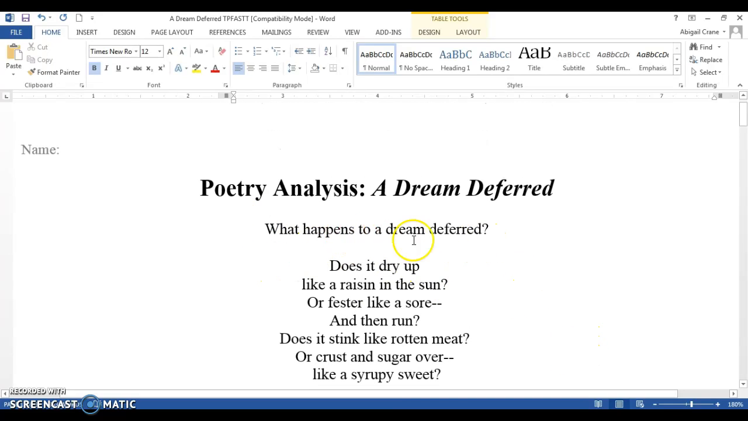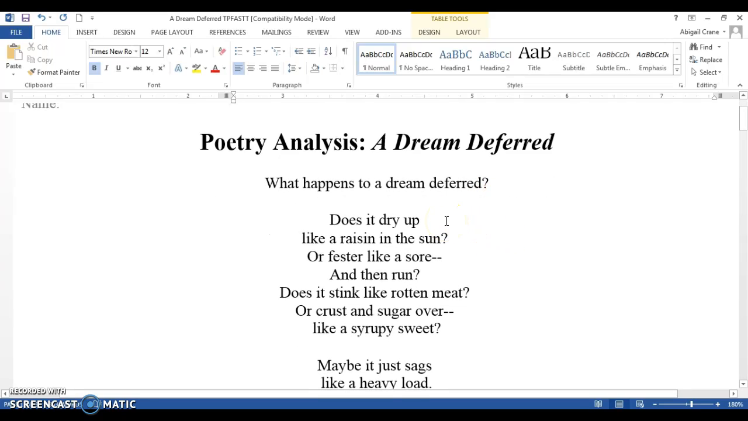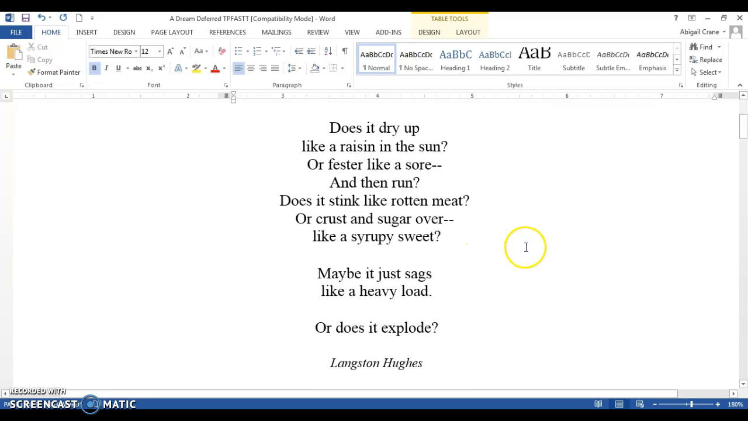So starting here, what happens to a dream deferred? Does it dry up like a raisin in the sun, or fester like a sore and then run? Does it stink like rotten meat, or crust and sugar over like a syrupy sweet? Maybe it just sags like a heavy load, or does it explode?